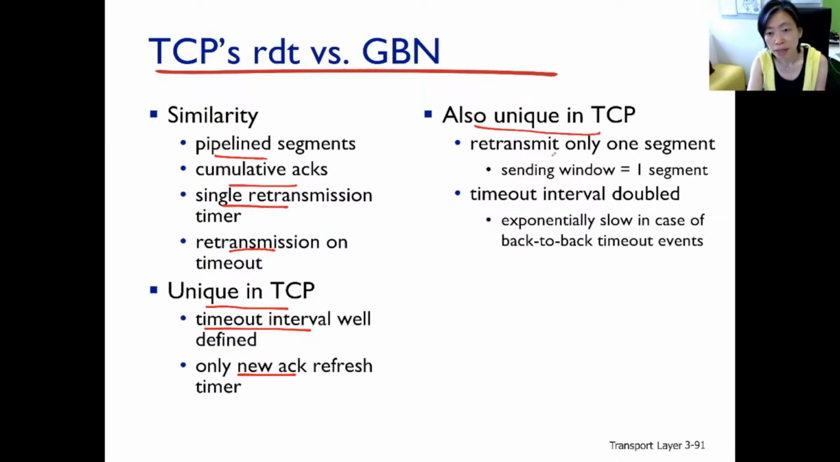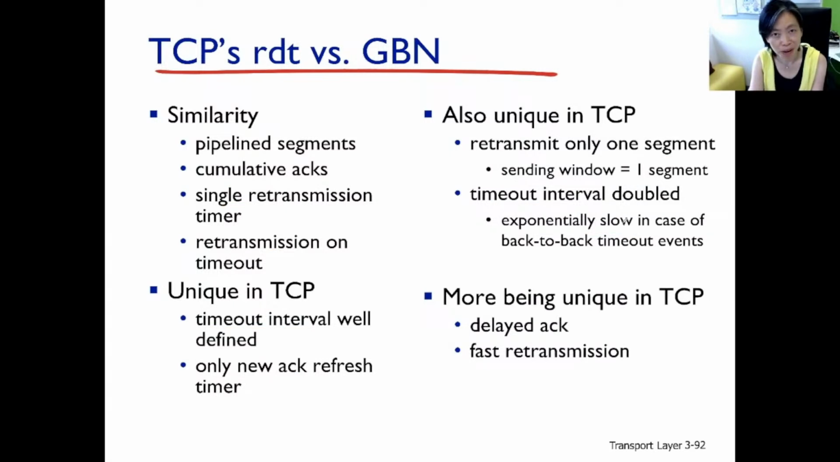Also, what's unique in TCP is this. Retransmission: if a timeout occurs, we retransmit only one segment, so reducing the sending window size all the way to 1. And the timeout interval is doubled as well. So it slows exponentially in case there are back-to-back timeout events.